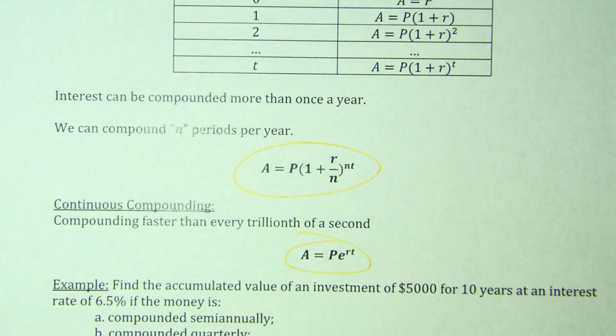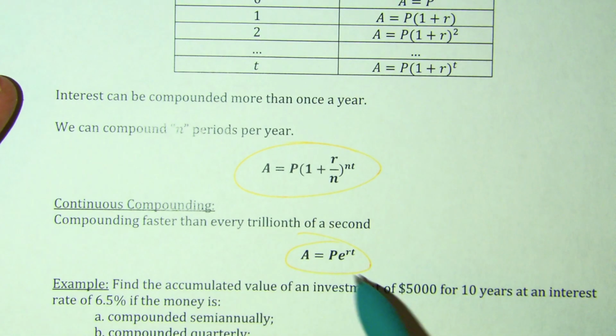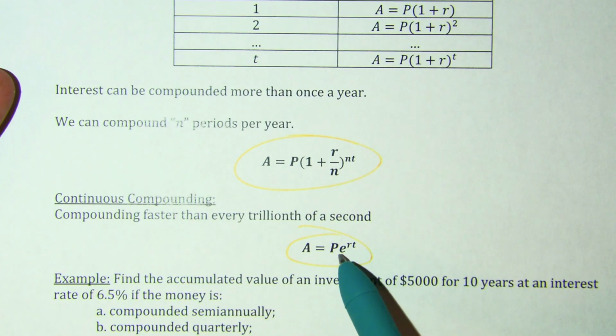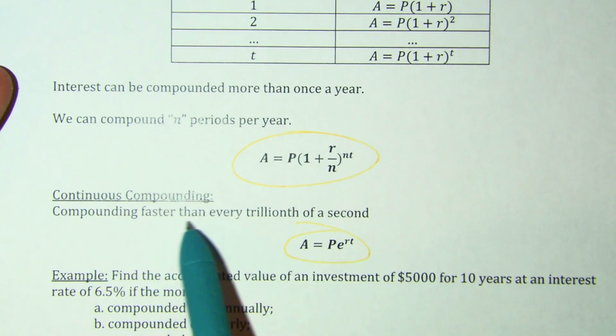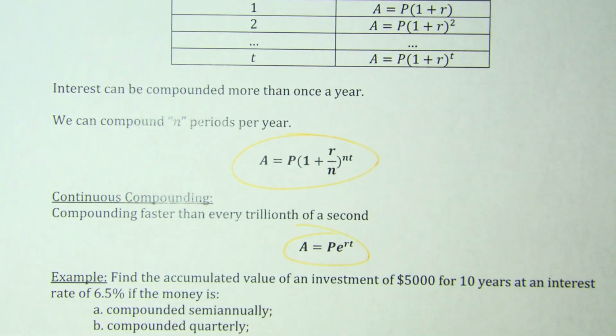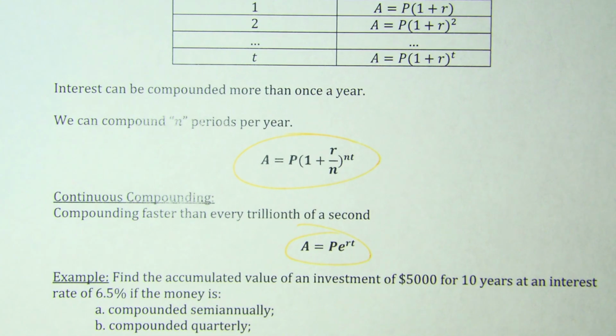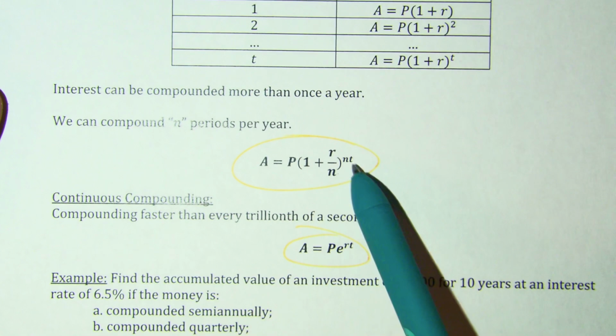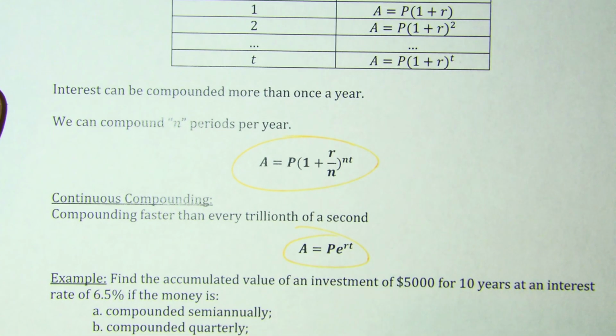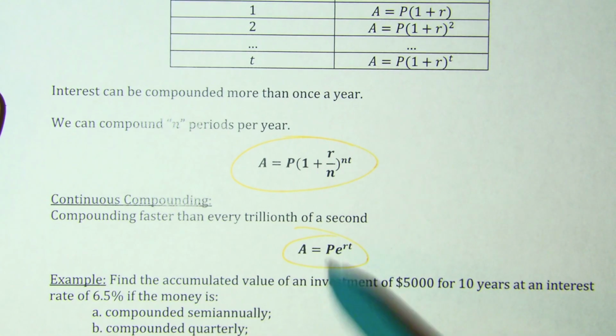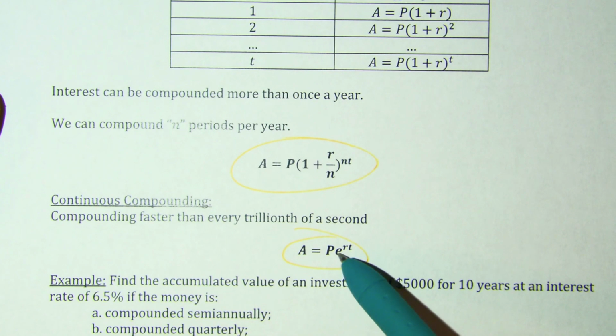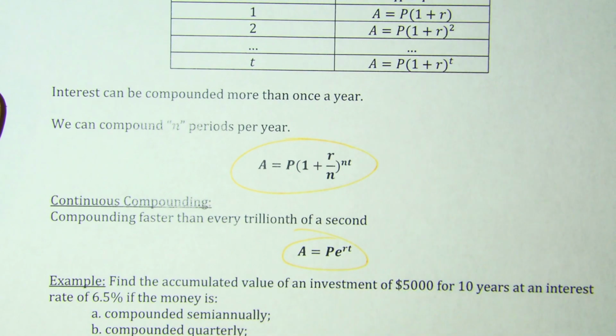Most accounts don't work with just calculating it once or a certain number of times a year. Most of them use what's called continuous compounding. And this is compounding faster than every trillionth of a second. So instantaneously, constantly compounding your money. And notice that in this formula, there's no n value because there's no number of times we're compounding it. You have your principal, the number e, your rate, and then the time.